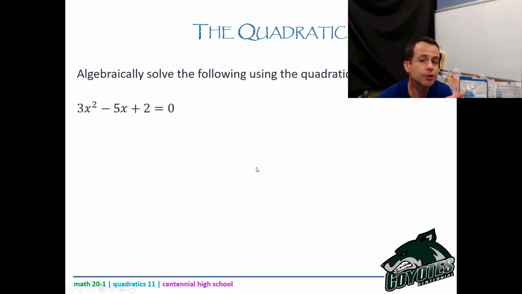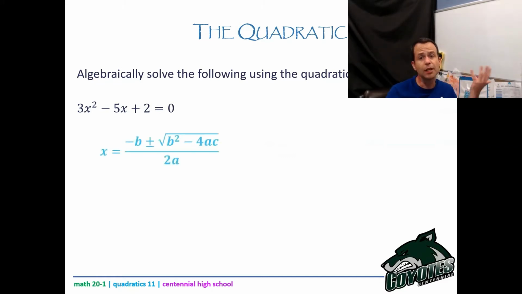Okay, algebraically solve the following using the quadratic formula. So when you are asked to use a quadratic formula, when you are asked to use any formula, the very first thing you should do in your communication, write the formula out, okay? Now, I know that my A value is 3, my B value is -5, and my C value is 2, okay? Always take into account the signs that are in front of those coefficients. They're part of the coefficients, okay?